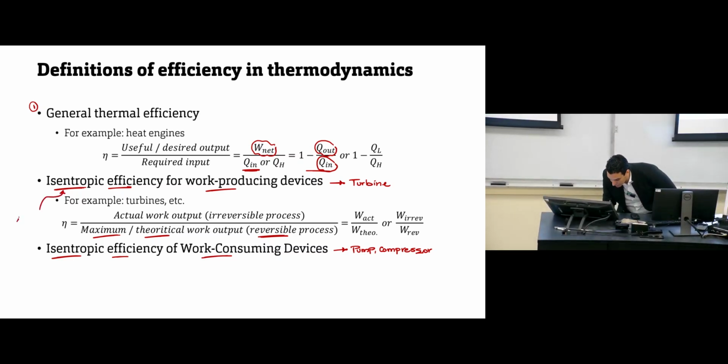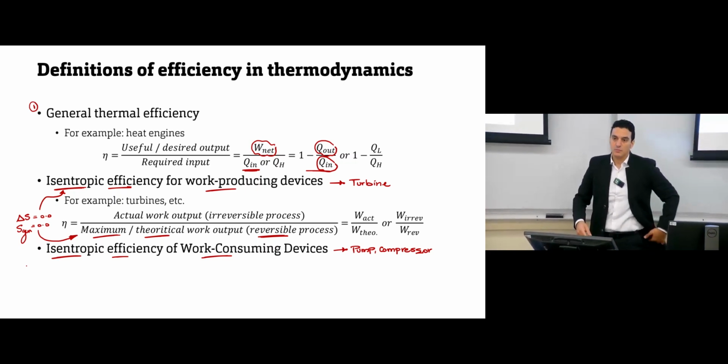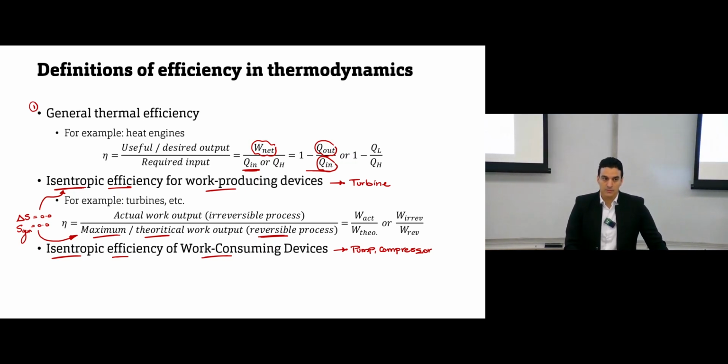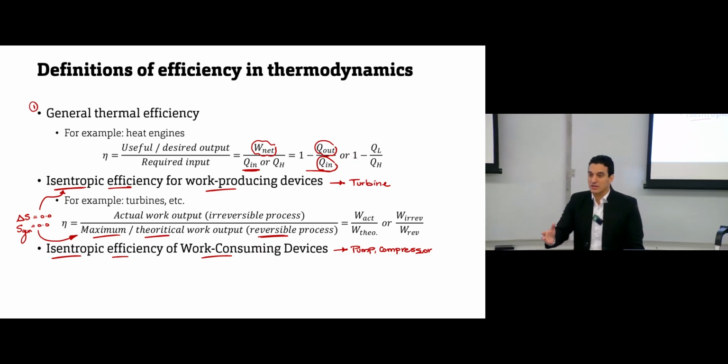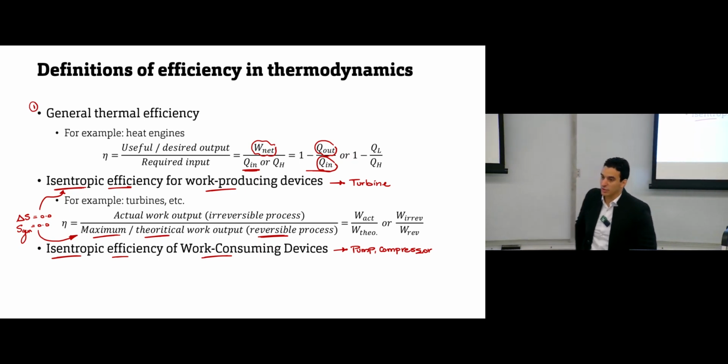So isentropic means we don't have any change in the entropy, or the generation of entropy is zero. And this is the condition that will give you the maximum or theoretical work output. So this is called the isentropic efficiency of a turbine: the actual amount of work you obtain from this turbine divided by the theoretical or maximum amount of work that you may obtain from this turbine if it operates in a reversible way.